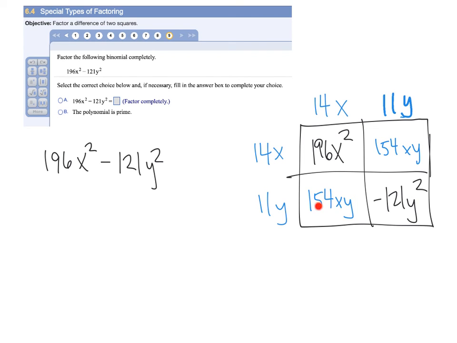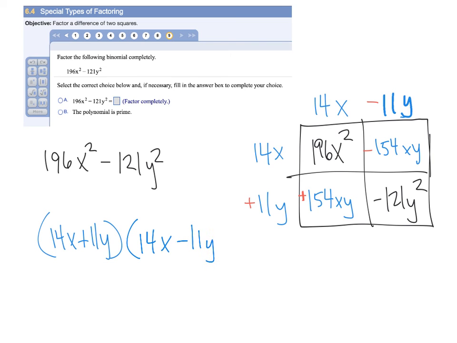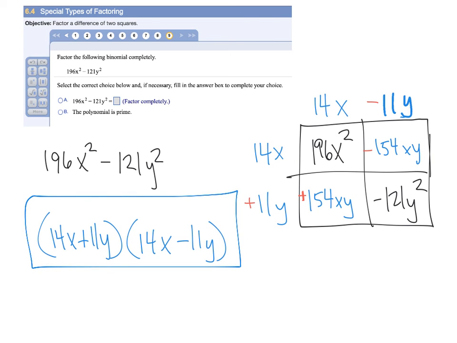And we know that these guys have to cancel out. So that makes this guy a negative and that guy a negative. Makes this guy a positive and that guy a positive. And so now we know we have our factors right here, which is 14x plus 11y. That's this guy. And then it's going to be 14x minus 11y. And that's this one right there. And those are our factors.